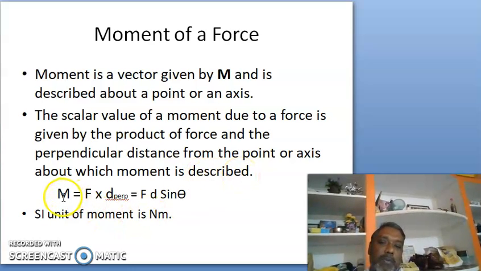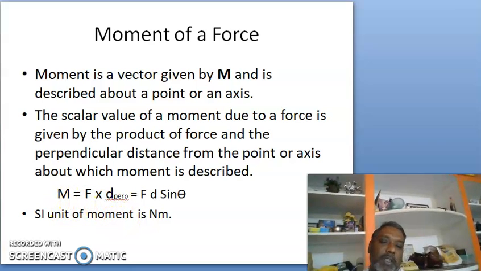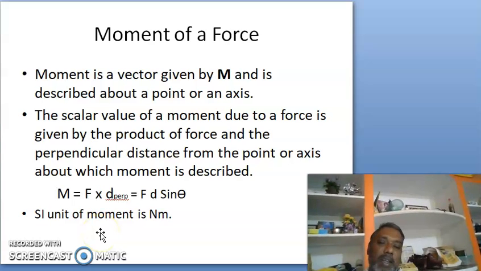So with an equation we say, of course this is a scalar, M is equal to F into d perpendicular. All these are scalars. M is equal to F into d perpendicular, which is equal to F d sine theta. Here theta is the angle between that force and the position vector described from the axis, that is the distance between the axis and the point of application of force. The SI unit of moment is Newton meters.